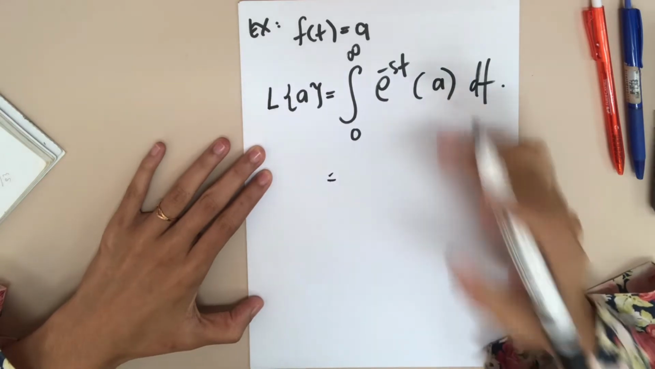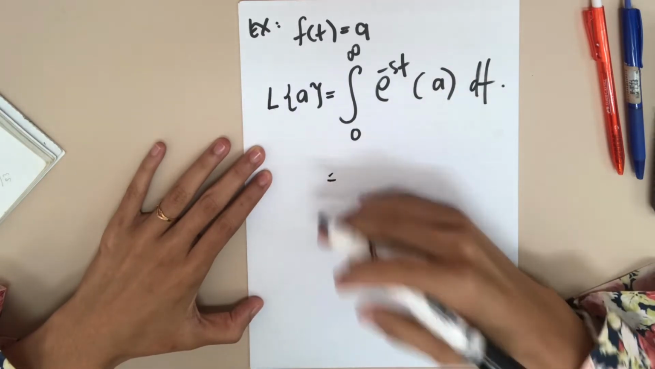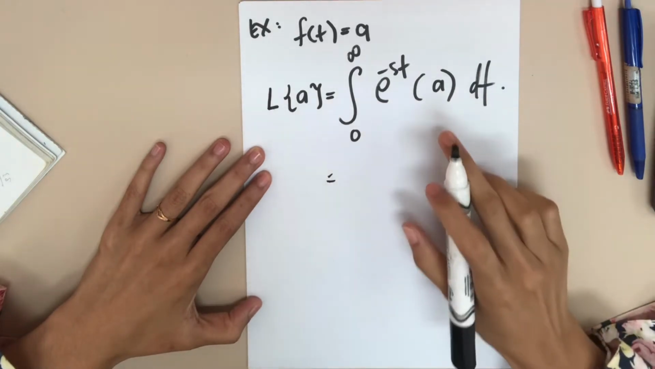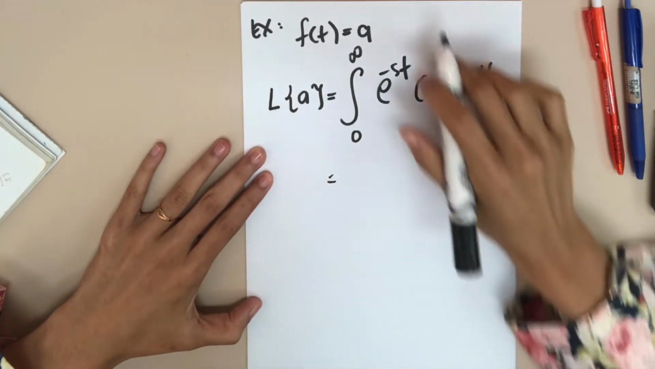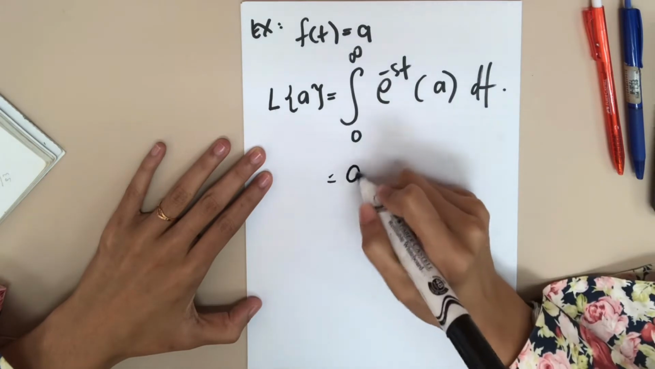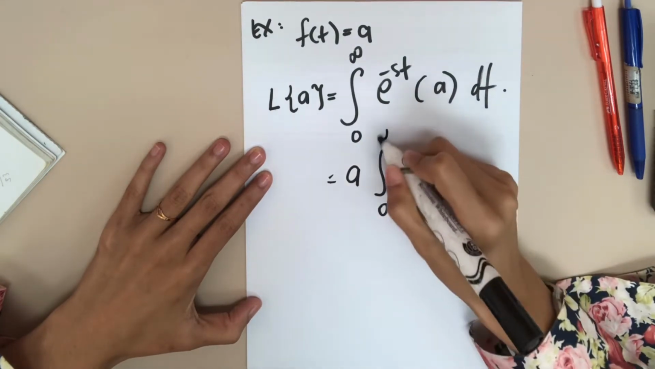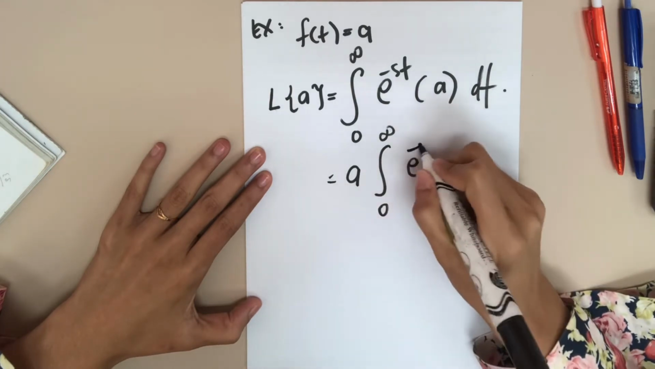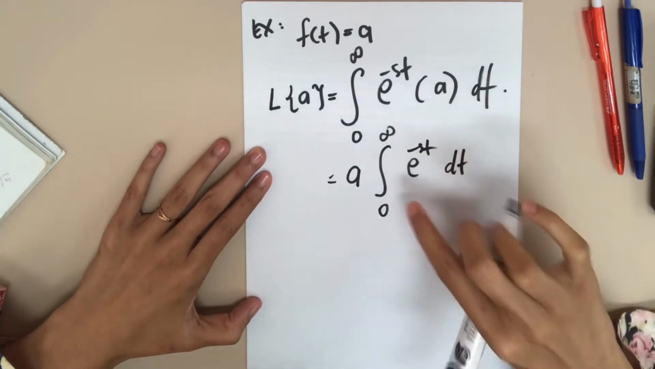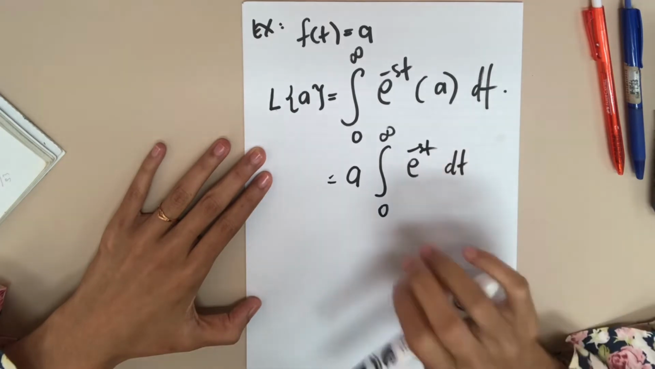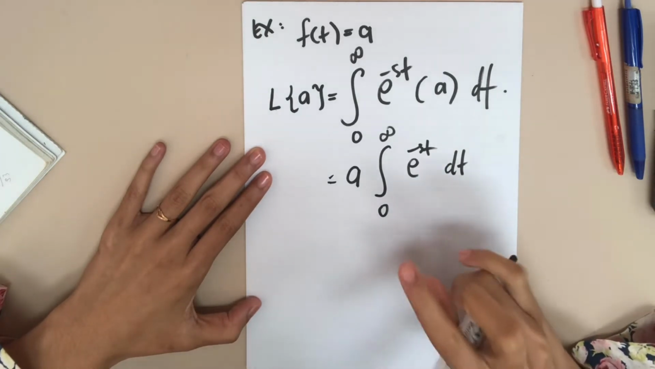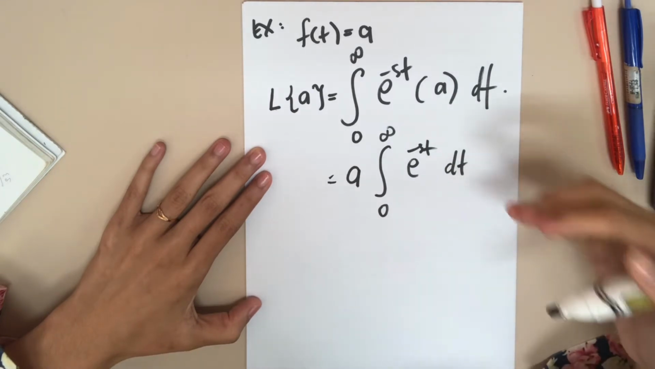So we know that integration of a constant doesn't affect it. So why don't we just take this a outside of the integral, because it's just a constant. So I take out a and put it here. Inside here I am left with only exponential negative st. Exponential is not a constant, class. Exponential is a function, a non-linear function.